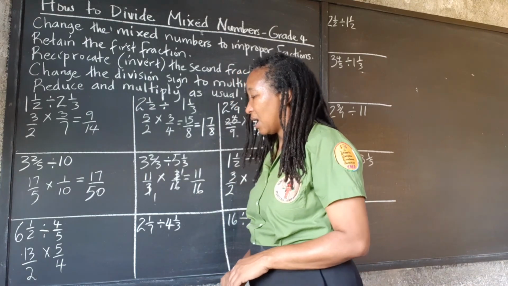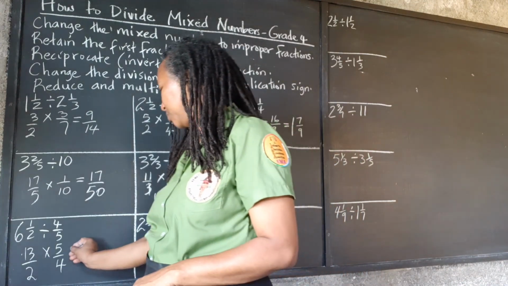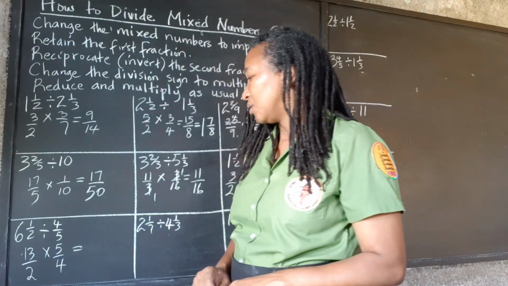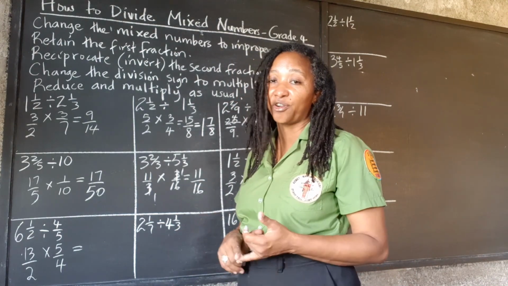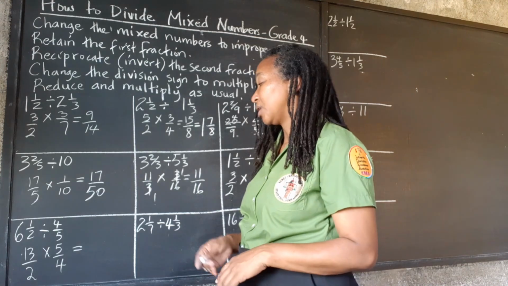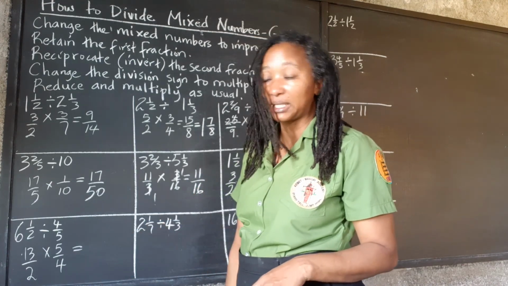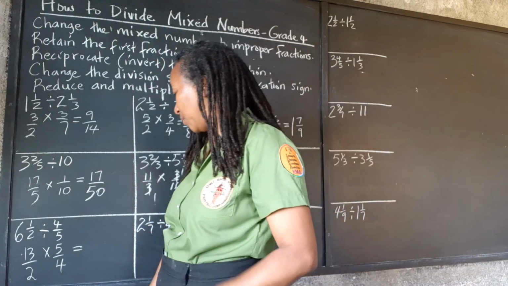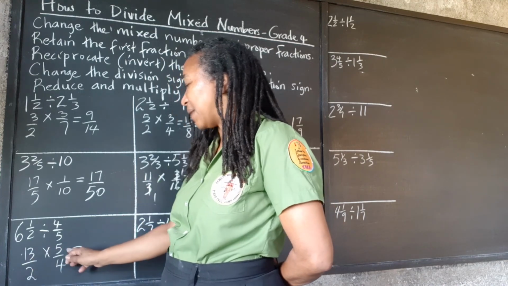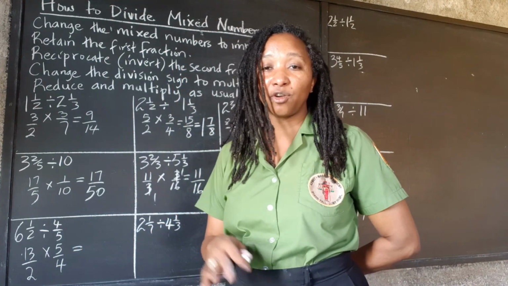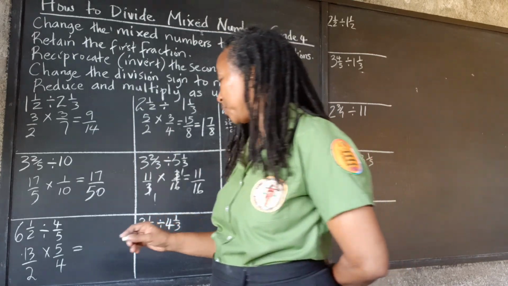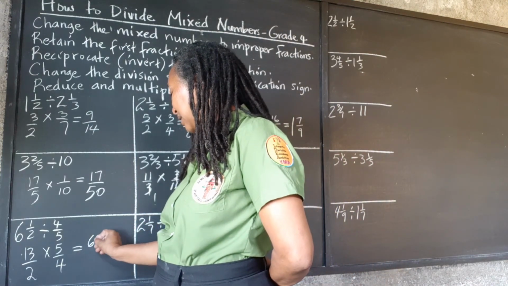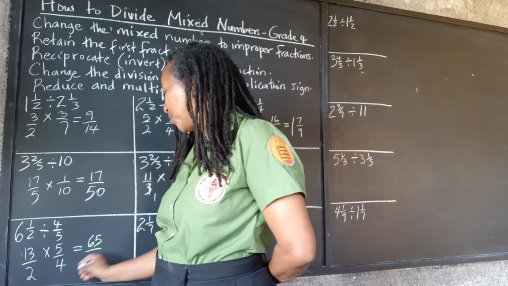Right? And now 4 can't go into 5 or 13. Both 5 and 13 are prime, so nothing down here can go into them, and they can't go into anything down here. So 13 times 5, if you go to the side, get your rough work paper, multiply 13 times 5. I believe you're going to get 65, and 2 times 4 is 8.